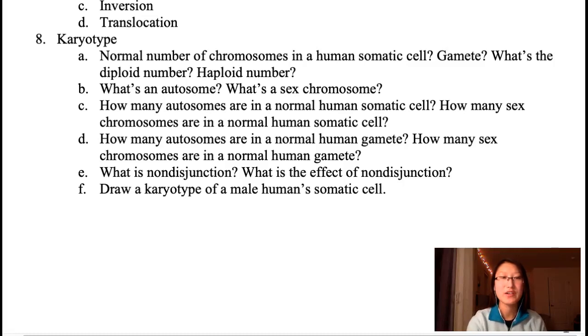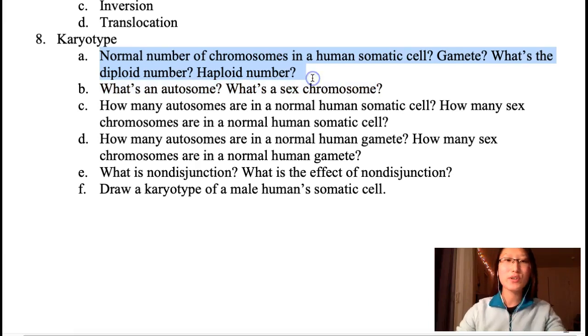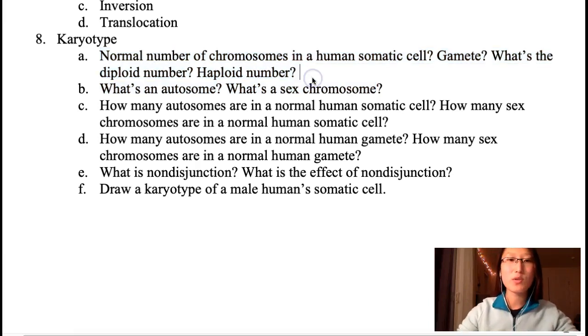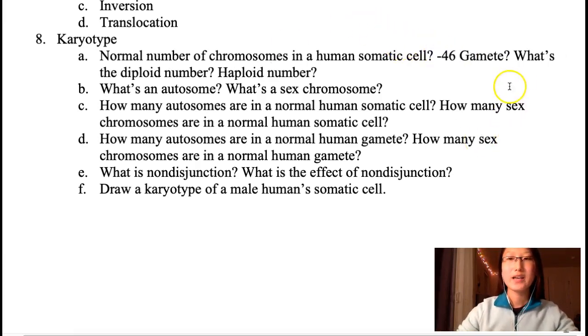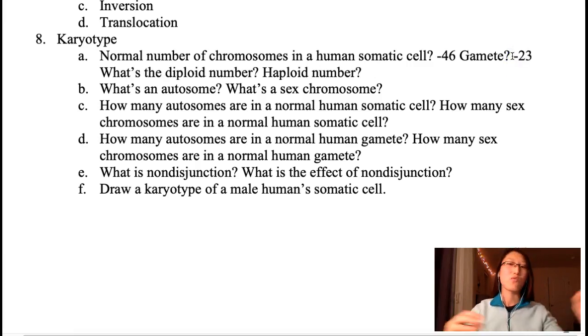Now we're going to talk about karyotypes. If you watched my first video, you would already know the answers to the first question. The normal number of chromosomes in a human somatic cell would be 46, and a normal human gamete would be 23. Why is it 46? Why is it 23? You get one sperm from dad, 23 chromosomes, and an egg from mother, 23 chromosomes, put together. That's you.